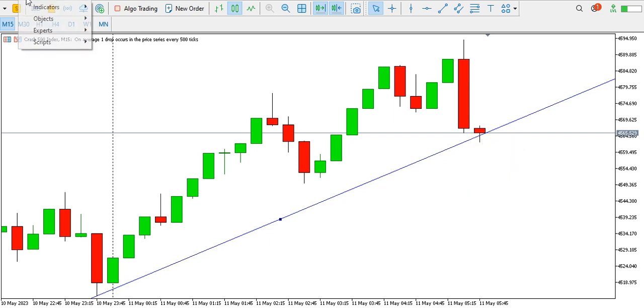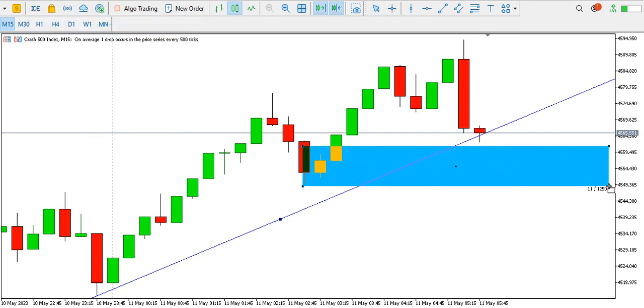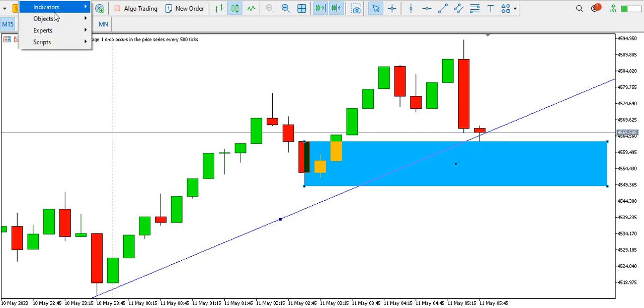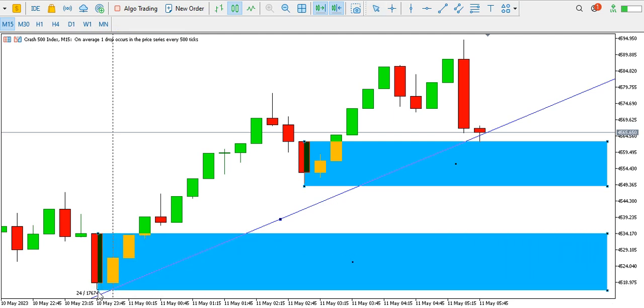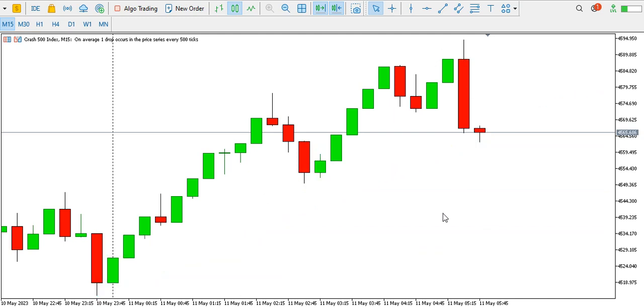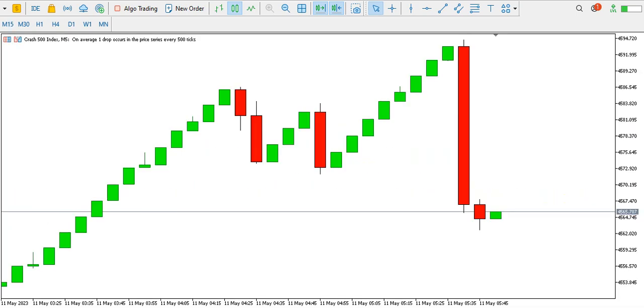If you enter your scalp sell now, it's going to target this support area. Of course, it's almost at the support area. If that support area does not hold and breaks, it will also target the next support area if it continues to spike downward. That's crash 500 index on the 15 minutes time frame.